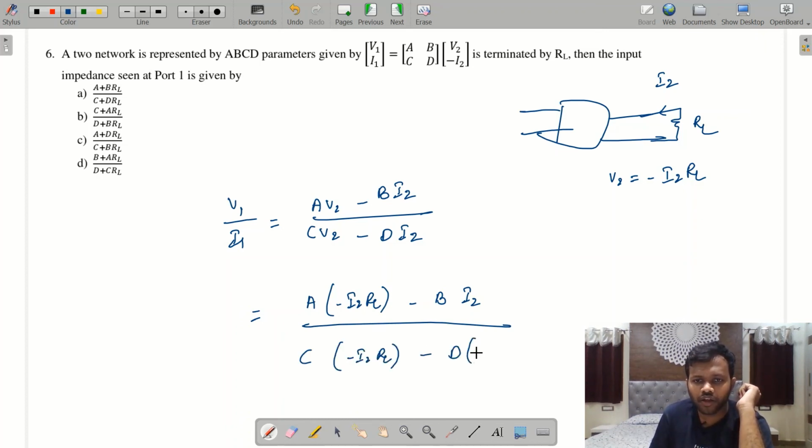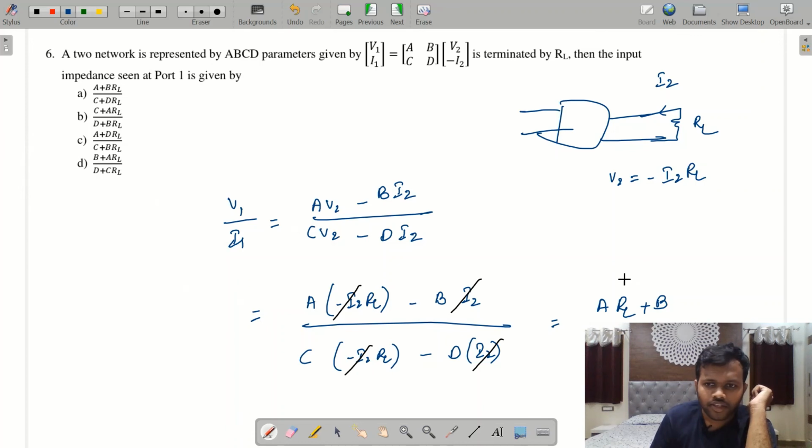A into minus I2 into RL, minus B into I2, divided by C into minus I2 into RL, minus D into I2. So in the numerator and the denominator, I am going to cancel minus I2. So what will I get? I will get A into RL plus B, divided by C into RL plus D. So option D is the correct one.